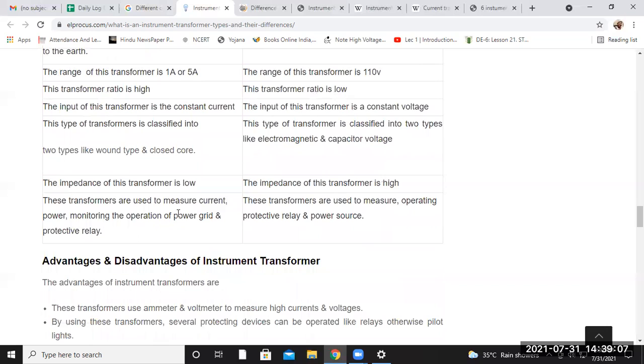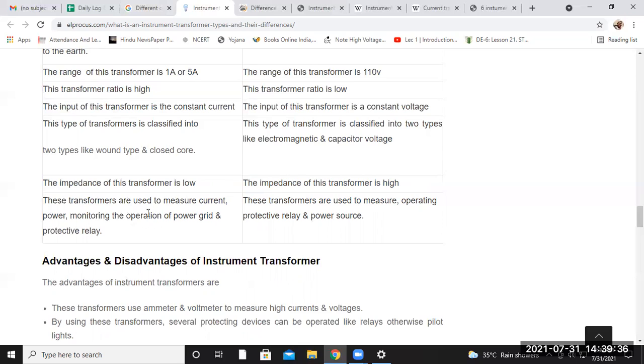Okay. Next point is the impedance of the current transformer is low. The impedance is low because of the higher transformation ratio. The impedance means the combination of resistance and reactance. The impedance of the current transformer is low, but the impedance of the potential transformer is higher. It has a higher value.